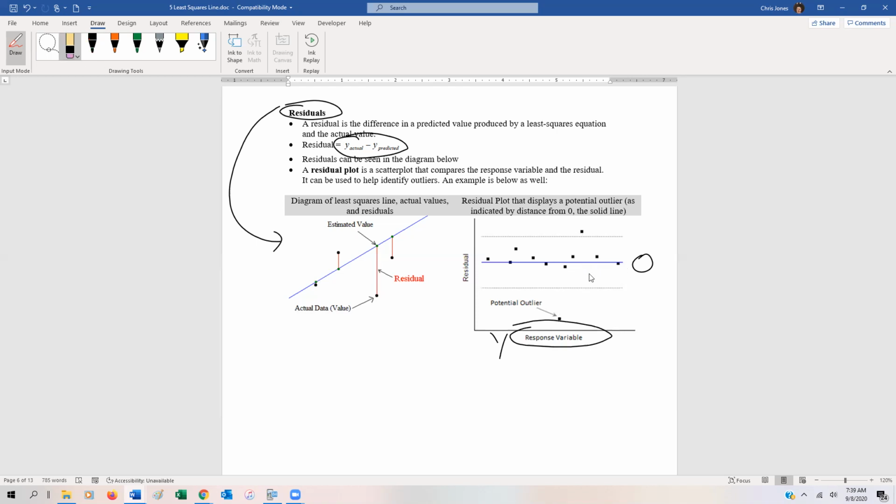Now, the further we are from zero, the more likely it is that we have an outlier. And you can see in this diagram that we may have a potential outlier because it is fairly far from zero. Later in the course, when we start talking about z-scores, we'll be able to figure out if this really is an outlier by standardizing the data. But for right now, we're not worried about that.